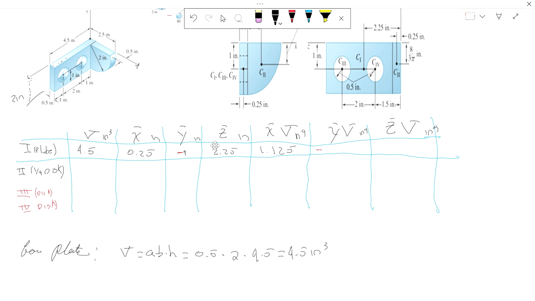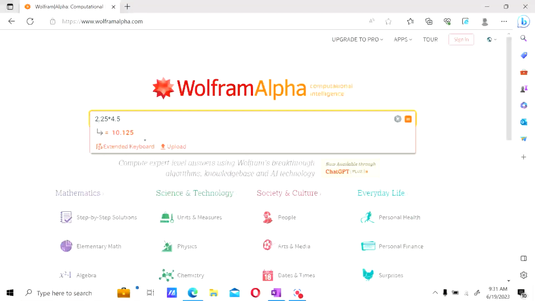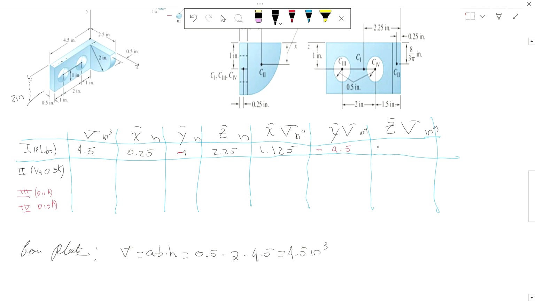Then we have negative 1 times the volume, which is negative 4.5. We don't even have to do this computation. It's negative 1 times the volume, which is 4.5. So we're always multiplying by 4.5. And for z, it's 4.5 times 2.25. Okay, that's the one I did before. 10.125. All right, so we got our first object.